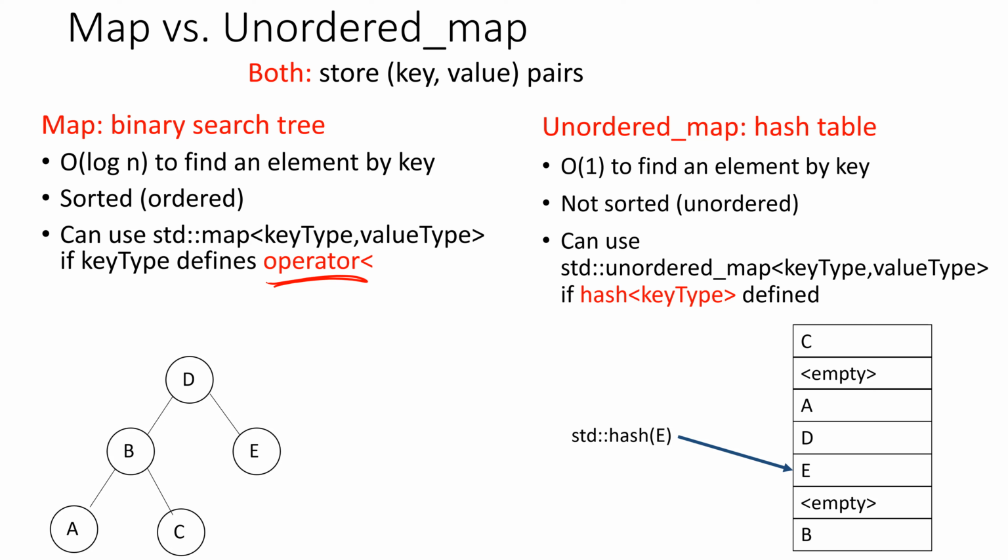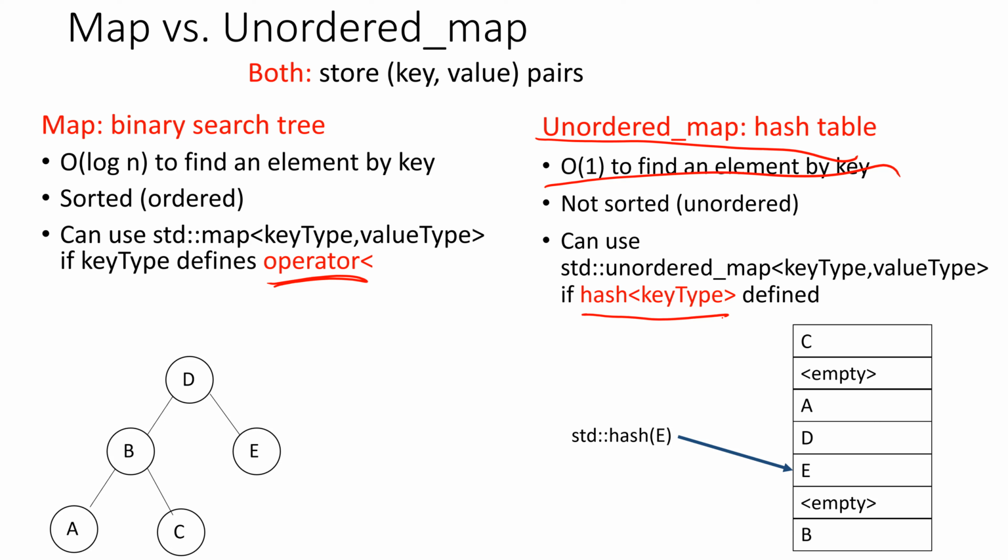If you make your own custom class, you have to have operator less than defined to use a binary search tree of it. Okay, an unordered map is a hash table, even faster for finds, order 1. It's not sorted. So if you need sorting, it's not a good choice. And in order to use it, you need to have a hash function defined for whatever your key is. You guys studied hash functions, I believe, in 244. Is that right? Okay, so I see some nodding, that's good.